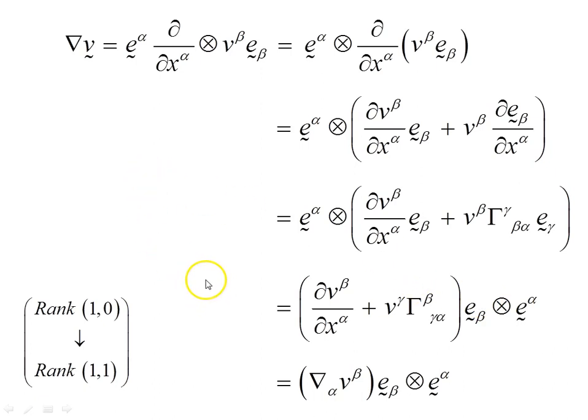So the covariant derivative of the vector V is this object here. It has two indices. It's gone from rank (1, 0) to rank (1, 1), or it's gone from a rank 1 tensor to a rank 2 tensor. Rank 1 and 0 is 1, 1 and 1 is 2, so you've increased the rank by 1.